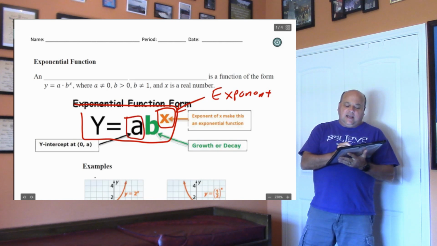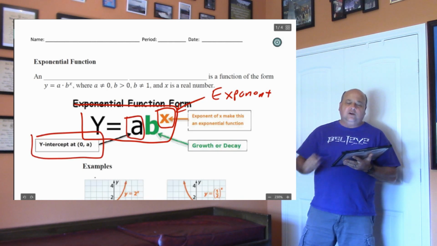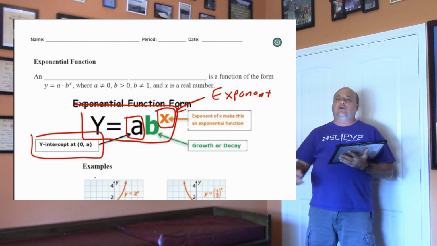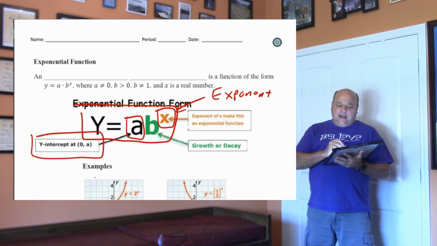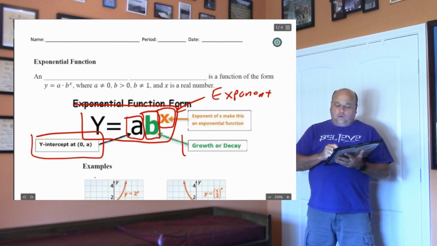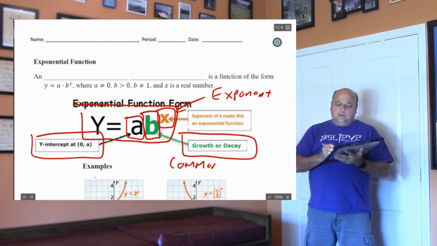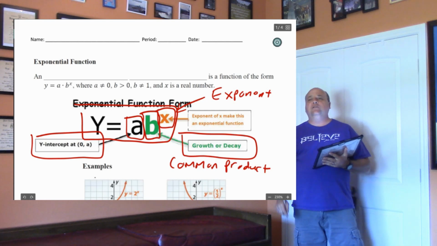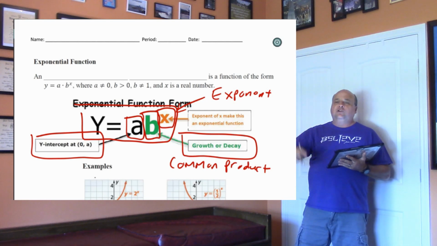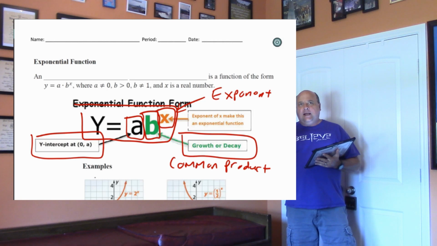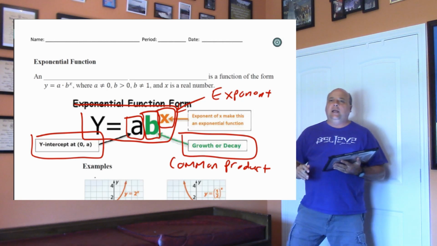Also notice that this a right here is equal to the y-intercept. That's where you're going to start your graph at, okay? It's kind of like the starting number or the initial amount. And the b is your growth or decay, and it's going to be called your common product. That's what you multiply to get to the next number, okay? So we're going to have y equals ab to the x. In Algebra 2, you'll add a constant to this, okay? In Algebra 1, we're just going to keep it y equals ab to the x.